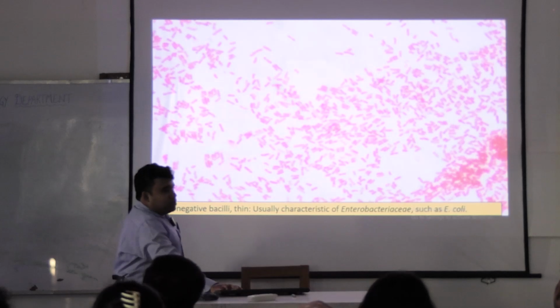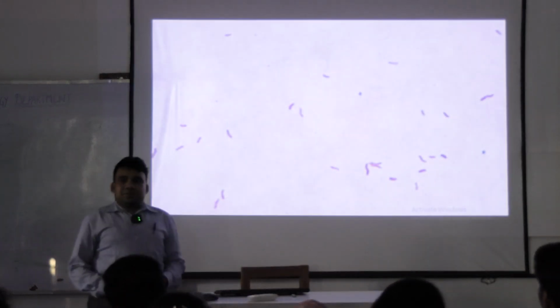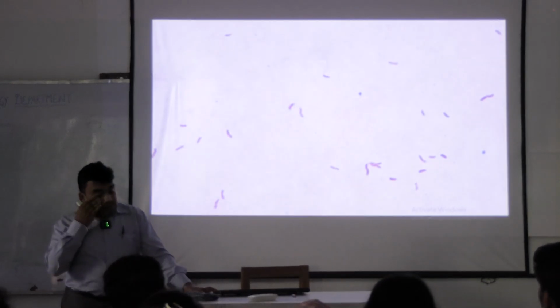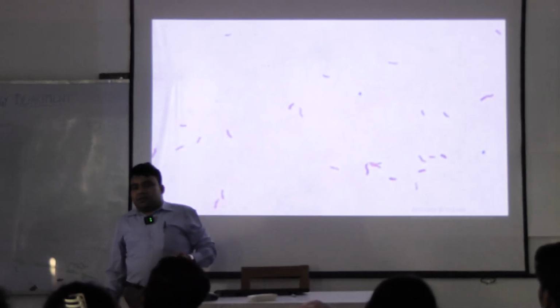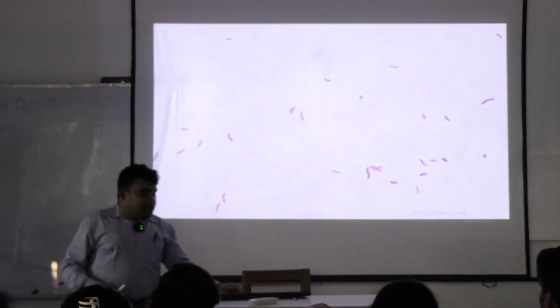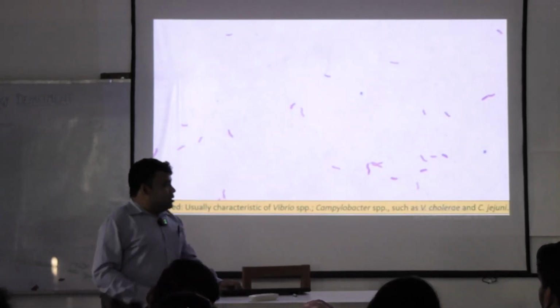What are these? These are gram negative bacilli. Common example would be E. coli. What is this? Gram negative bacilli. Anything else? Can you see these are curved? Curving at a particular area, this is curved, gram negative curved bacilli. Vibrio.